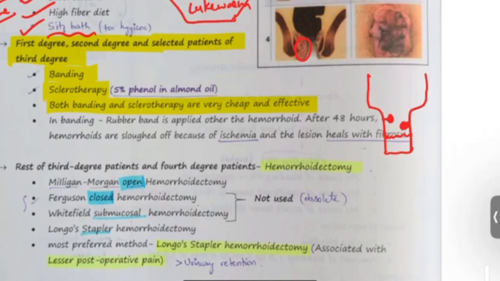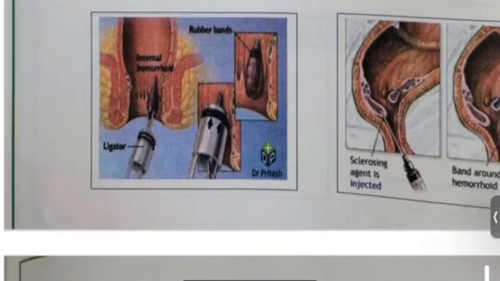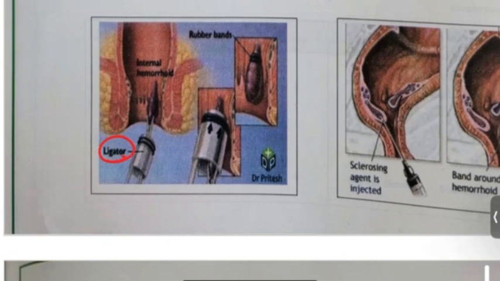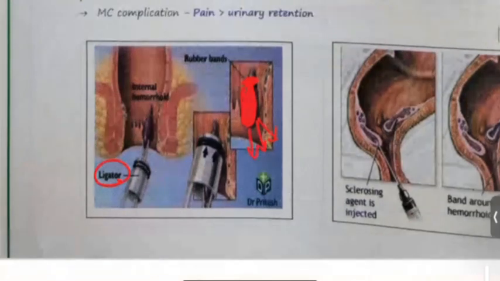Okay, so what we can do is we can use an instrument and then go for banding. They have shown here. So this is a ligator and they can hold this hemorrhoid, that is a vascular cushion, and put a rubber band like this. That is called as banding. Because of this, there will be cut off of the blood supply of this region, and this will undergo fibrosis and it will fall off. Okay, so this we have cured internal hemorrhoids.